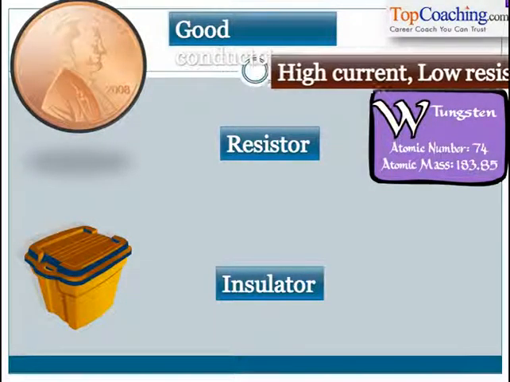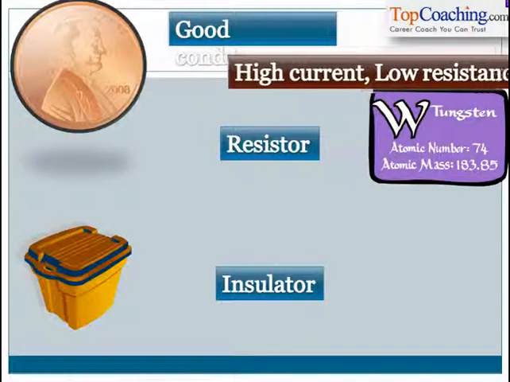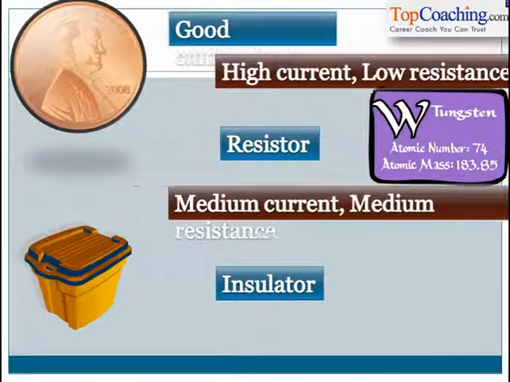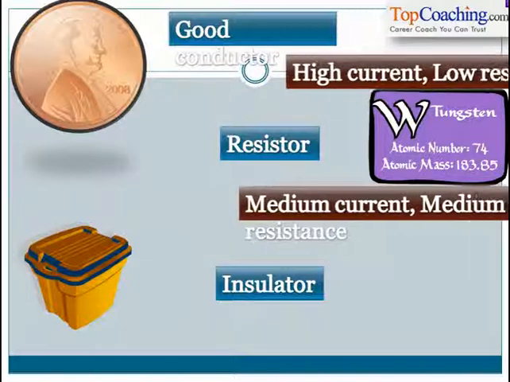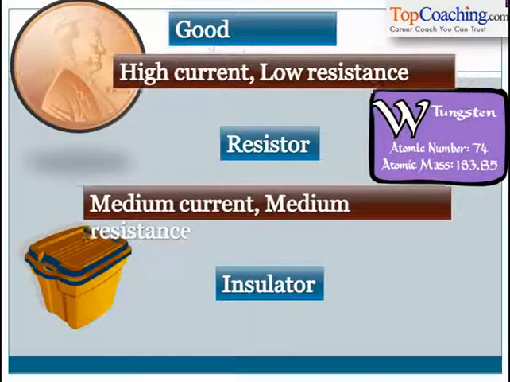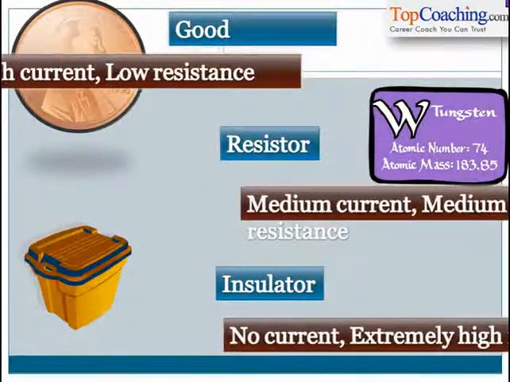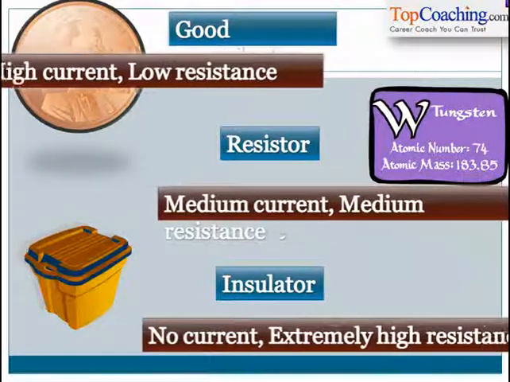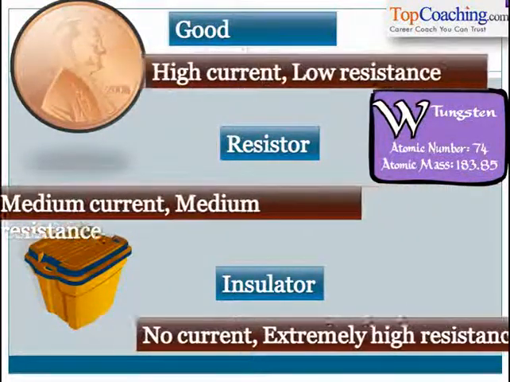Good conductors of electricity allow high current to pass and they have low resistance. Resistors are medium conductors of electricity. Medium current passes through them and they have medium resistance. Insulators do not allow current to pass through them and they have extremely high resistance.